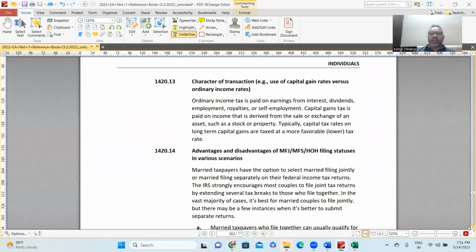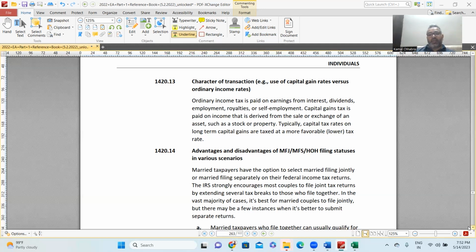Next one is character of transaction. So capital gain versus ordinary income. This we have discussed earlier also in point number 2. Ordinary income tax is paid on earnings from interest, dividend, employment, royalty, and self-employment, whereas capital gain tax, which is generally a lower tax rate, is paid on the income that is derived from the sale or exchange of an asset such as stocks or property.